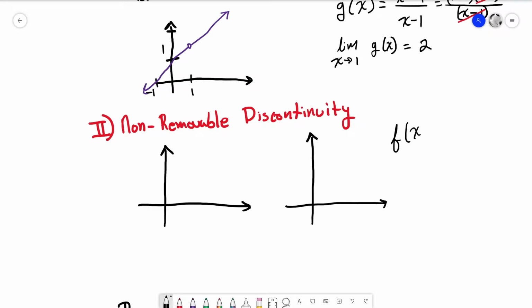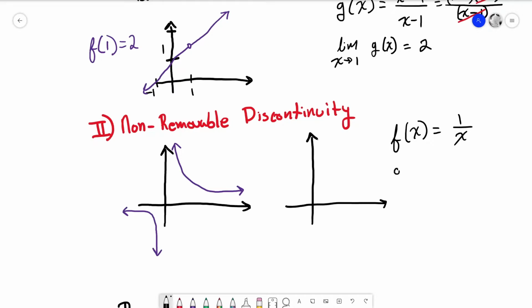An example of a non-removable discontinuity would be something like the function f of x equals 1 over x. So that function looks like this. Whenever x is positive, then the function looks like that. Whenever x is negative, then it's going to be the same thing, but in the other direction. So we say that at x equals 0, there's a non-removable discontinuity. There is no way that we can easily fill in or correct the function like above that would allow us to have a removable discontinuity.